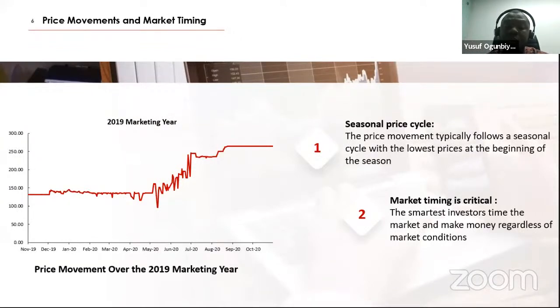So prices follow a linear trend. During harvest, the prices are lowest and then they go up from there all through the season. And that's what we call a seasonal price cycle, because of the production versus non-production season. So prices move from around harvest and they typically go up during the year.